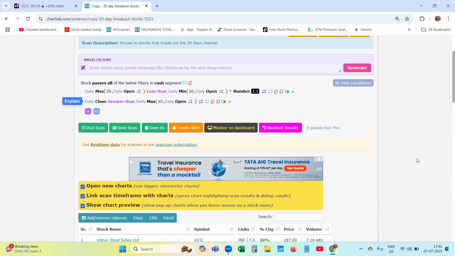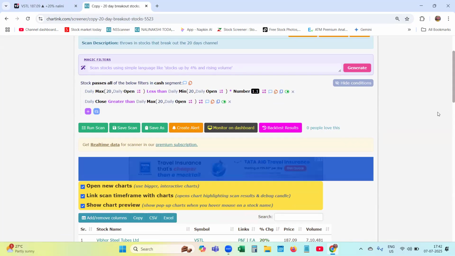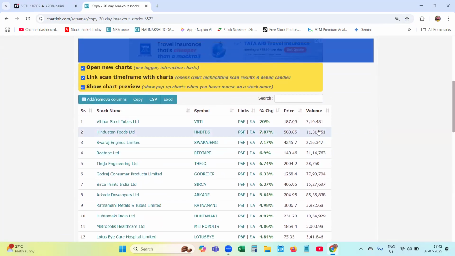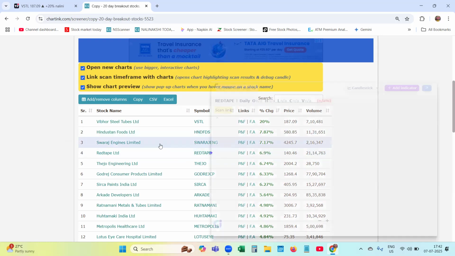Either you can trade in the cash segment. Cash segment will give you a lot of money. So these are the two stocks I am going to select. They came in the radar in the morning itself. Even you can go for the three stocks also.